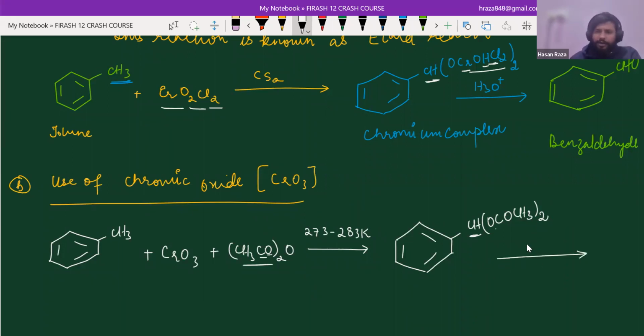And after getting this, if you do hydrolysis and heat, then this group will be eliminated and it will be converted into aldehyde. Please do write.